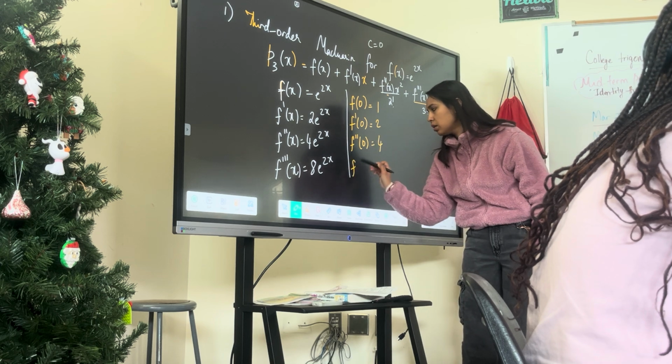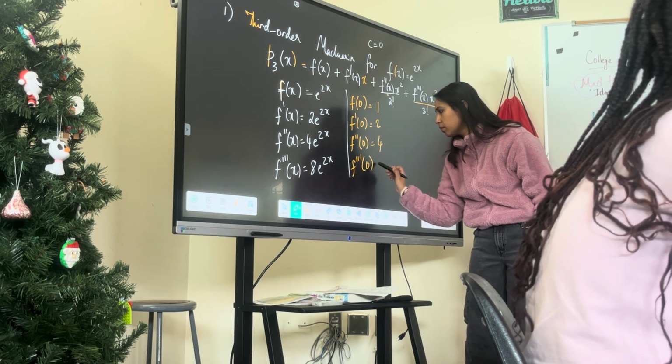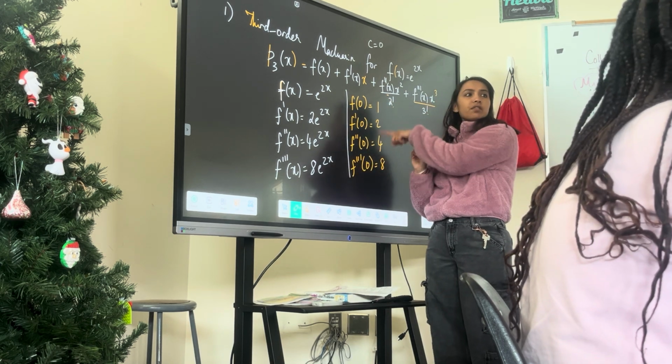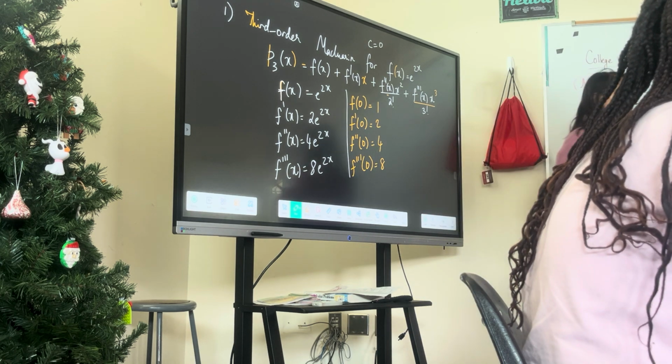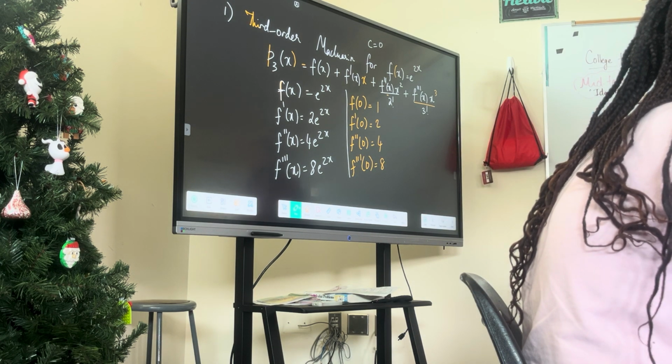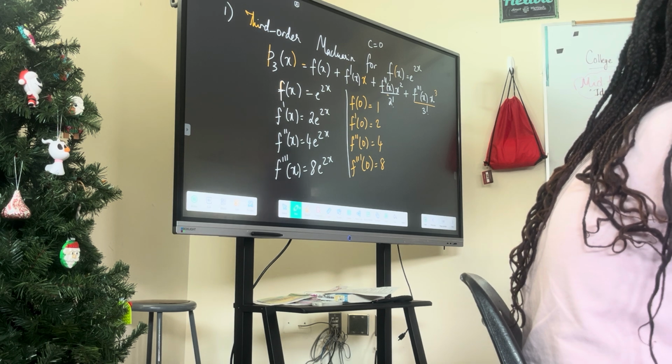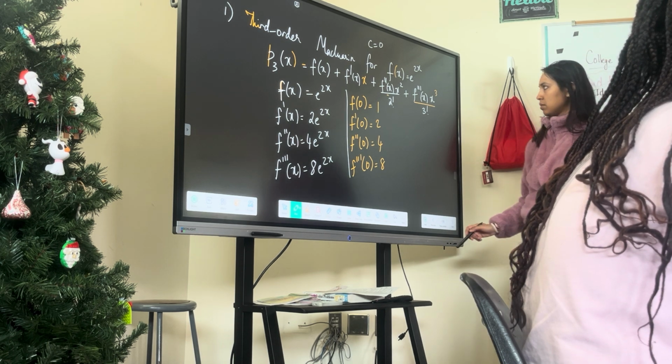And 8. This is a very specific point. The x here is a specific coordinate there, okay? Now we are going to write the general expansion, so make sure the x stays.